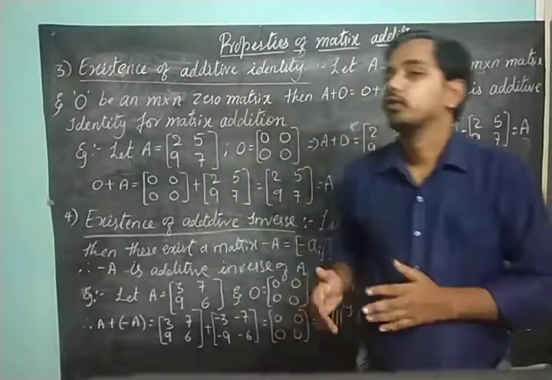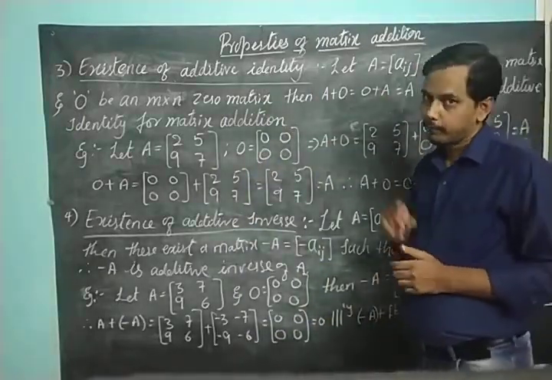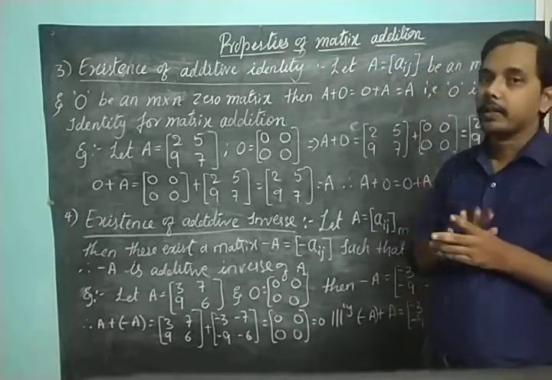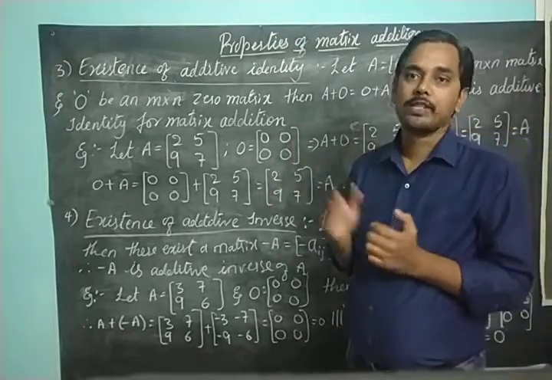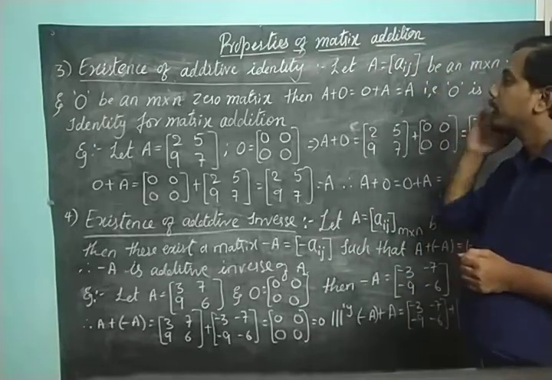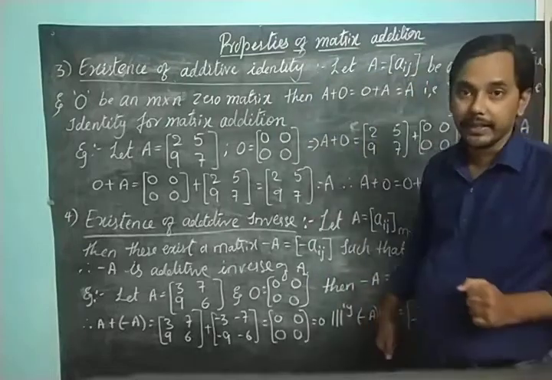Okay friends, so we have seen two types of properties for matrix addition. Till now we have learned two properties. What are they? Commutative law and associative law. I hope commutative law and associative law are clear for you, right? Let's continue with the third property, that is existence of additive identity.